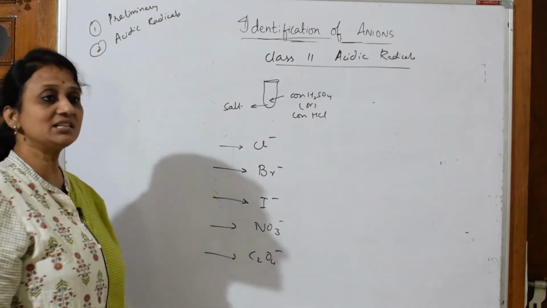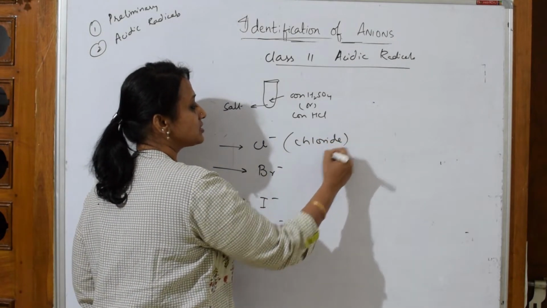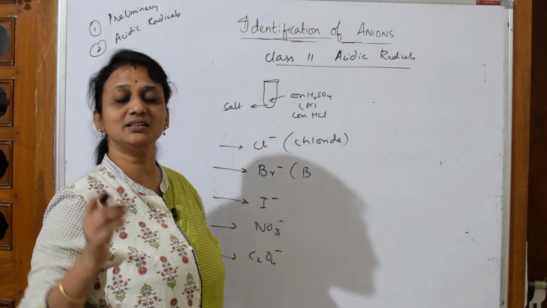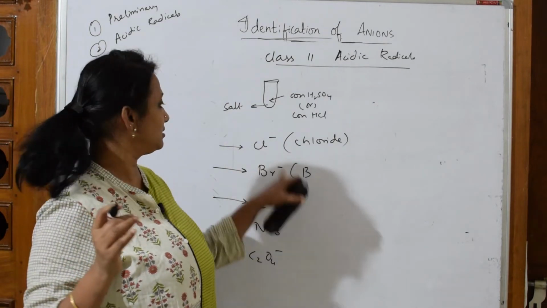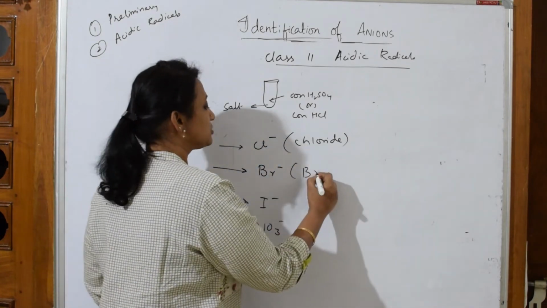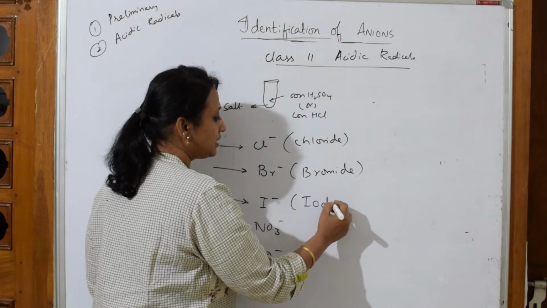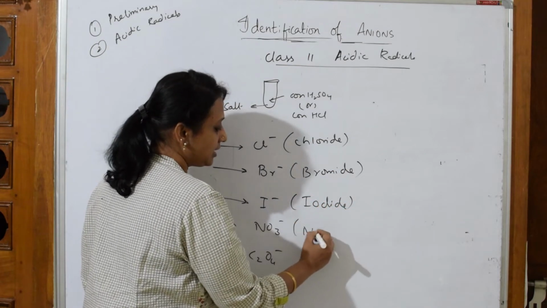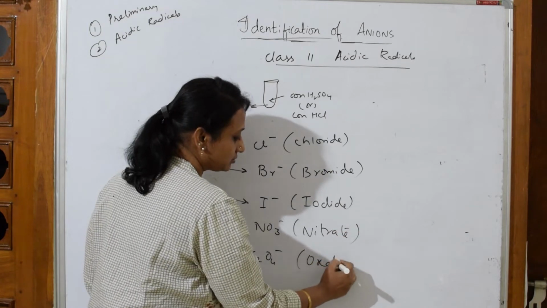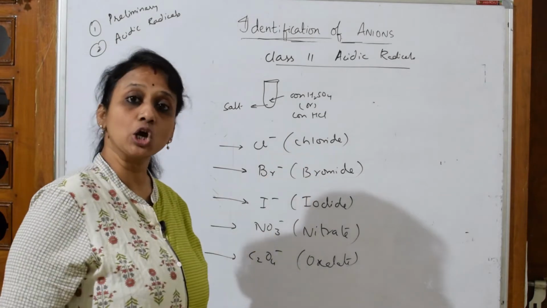Right, so all these ions, let us write the full forms of this, because when you write your result or report, you need to write the given salt contains the acidic radical ion formula, and you write the full form also, right? So that's why I'm writing this: bromide, iodide, nitrate, oxalate. Now let's come back and start off with the first one, that is chloride.